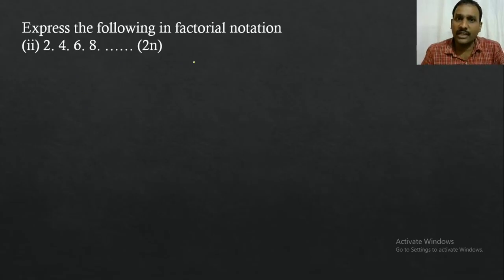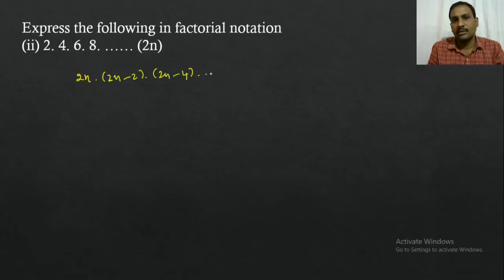Express the following in factorial notation: 2, 4, 6, 8, and so on up to 2n. You can write it as 2n, 2n minus 2, and every number differs by 2, then 2n minus 4, something like this, up to 8 into 6 into 4 into 2. All these are even numbers.